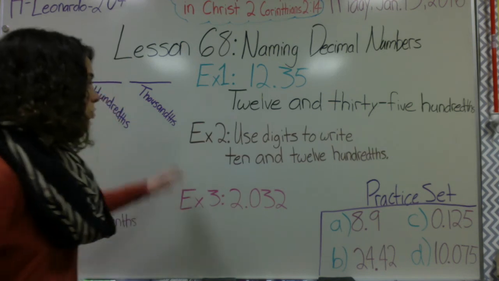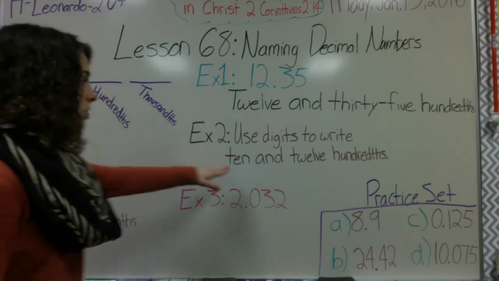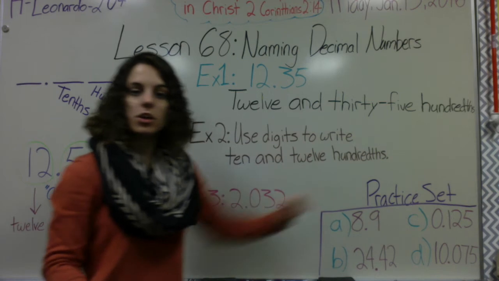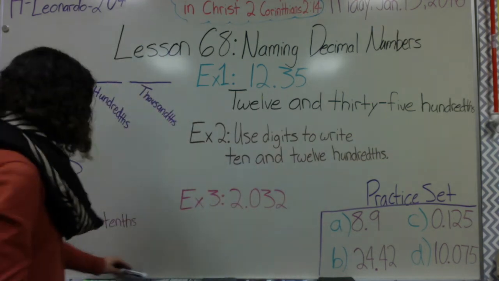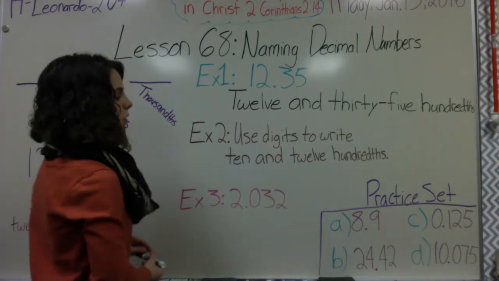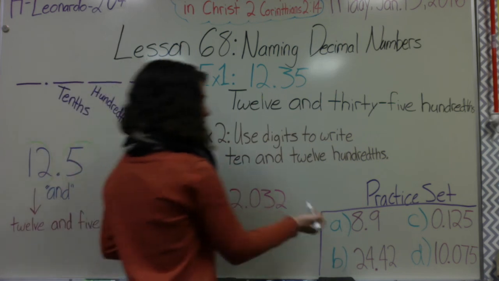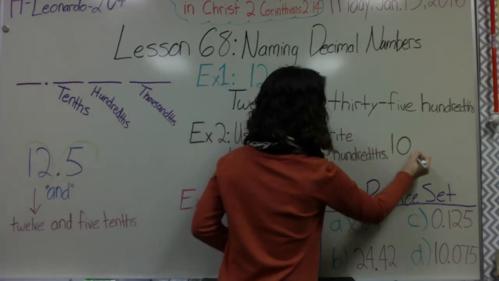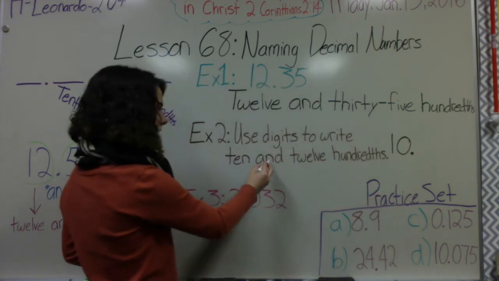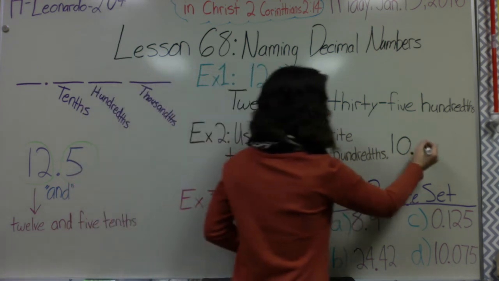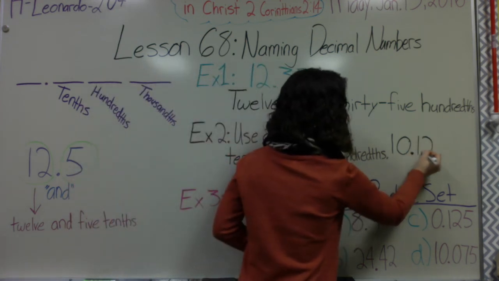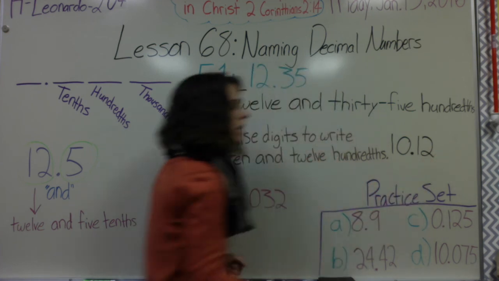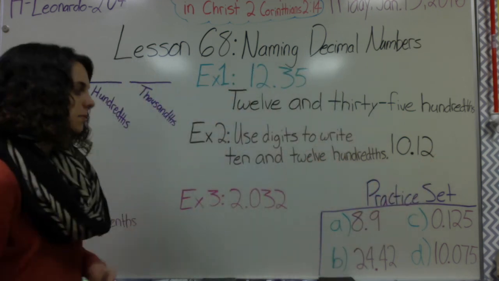So example 2, we're going to use digits to write the number 10 and 12 hundredths. I want you to go ahead and try that on your own. Going to write 10, and our decimal point is what and is, so 10 and 12 hundredths. So I need to just make sure that my 12 ends in the hundredths place, which it does, so I put it right next to the decimal point.